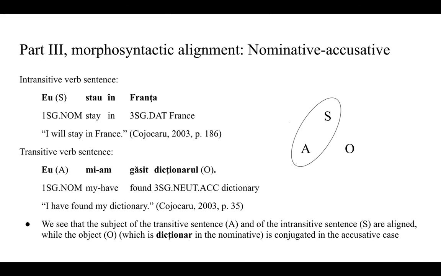The morphosyntactic alignment of Romanian is nominative and accusative. This means that the nominative case nouns, which are the subject of an intransitive verb sentence and a transitive verb sentence, are aligned or are the same. The objects, which are typically in the accusative case, are rather conjugated and do not appear as the same form as their nominative case. In this first sentence, we have an intransitive verb, stau. The subject, eu, I, is the same as eu as the subject of a transitive verb sentence.